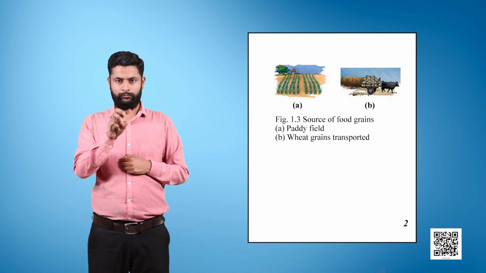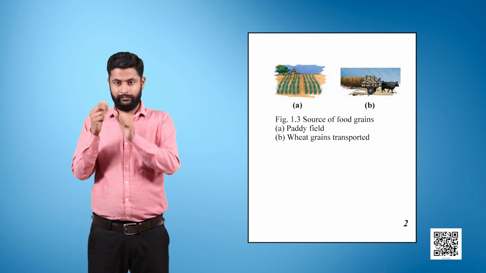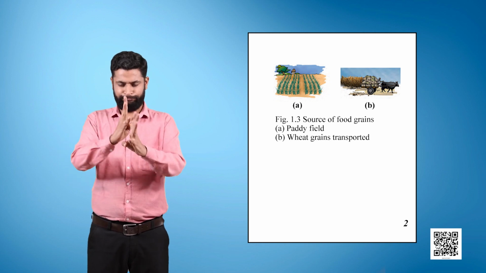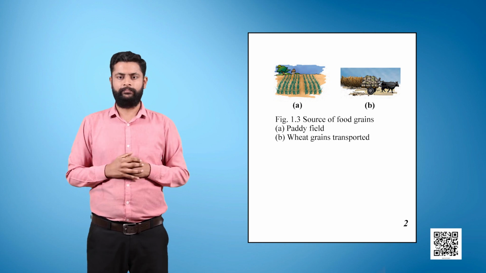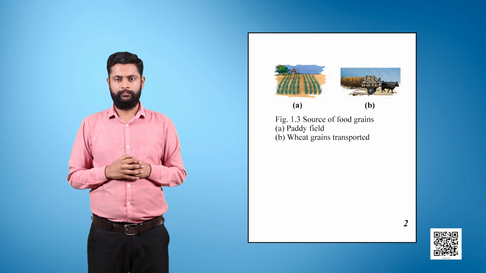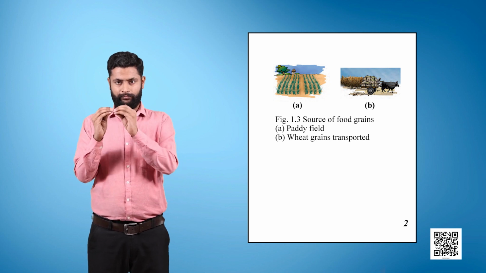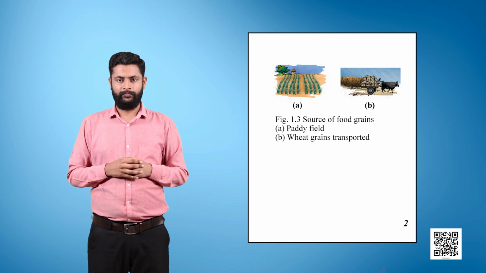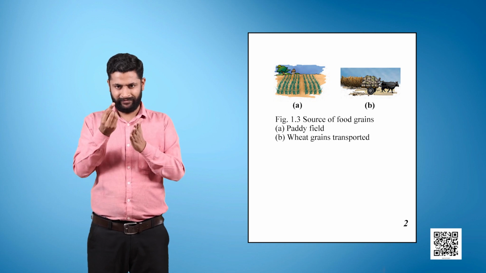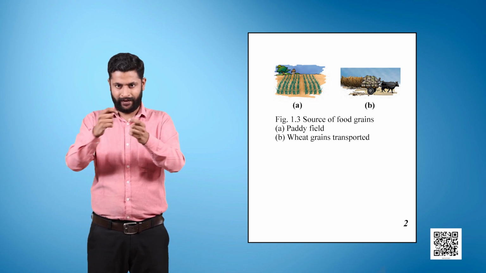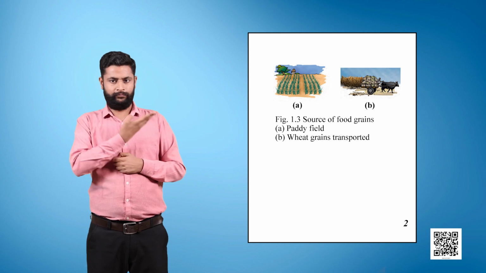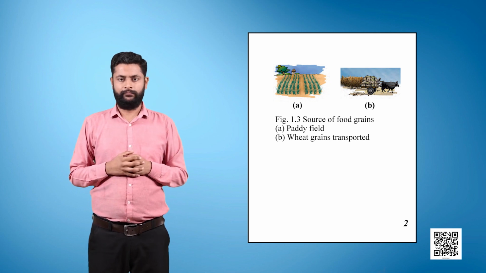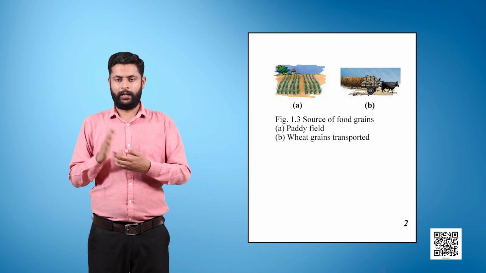Figure 1.3a Paddy field. In this figure, a paddy field is shown. Figure 1.3b Wheat grains transported. In this figure, a farmer is carrying wheat grains on his bullock cart.